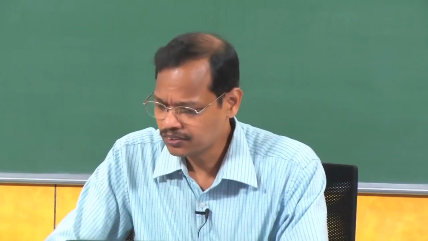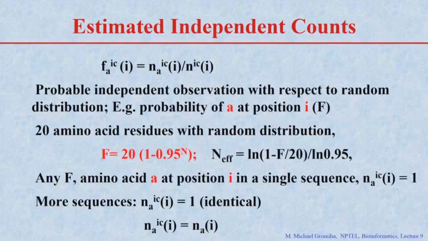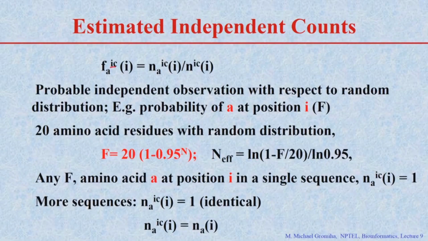Then the third one, we can also use the frequency based on independent counts, how far you can get these counts in a random distribution. So, independent counts, they put IC. The frequency of occurrence of any residue A at position number I is given as the number of residues of A at position number I normalized to the total number of residues at any position. So, if all the 20 residues are in a random distribution, then you can assume that F equals 20 into 1 minus 0.95 to the power n. If n equals 1, what is the value?